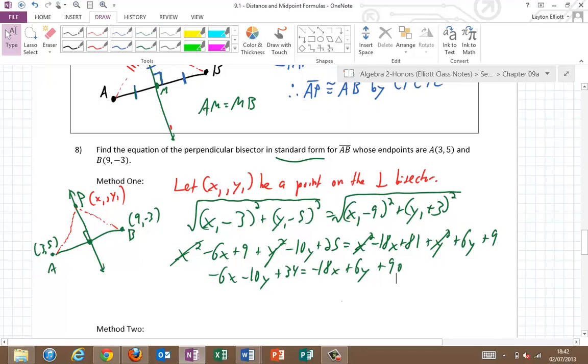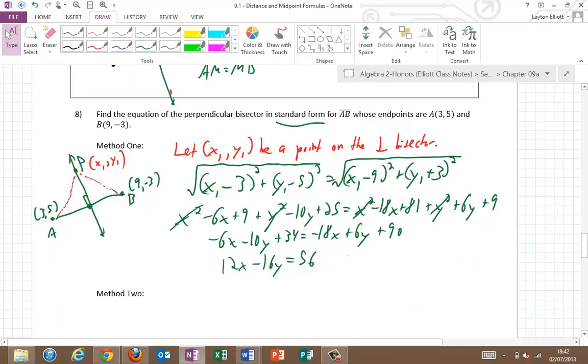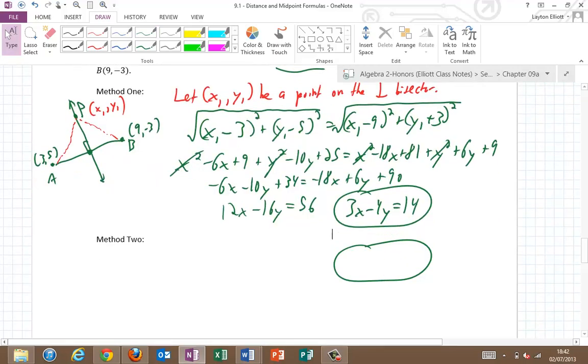And move everything over to the left side, and I get 12x minus 16y. Move the constant over to the right, equals 56. And simplify, divide by 4, I get 3x minus 4y is equal to 14. That is the equation of the perpendicular bisector by method 1. A little bit harder to think about, a little bit easier math.